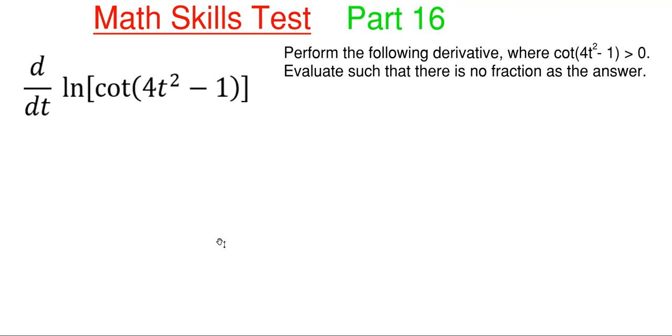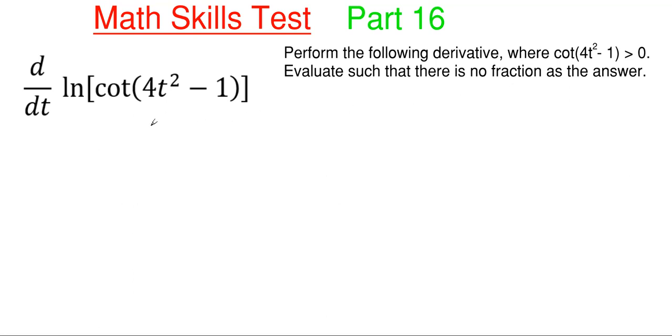So we have to perform the following derivative, which is shown here on the left as the derivative with respect to t of the natural log of the cotangent of 4t squared minus 1, given that the cotangent of 4t squared minus 1 is greater than 0. And we are also told that we have to evaluate this such that there is no fraction as our answer. So whenever we get an answer, we cannot have a fraction going on. We cannot have something divided by something.